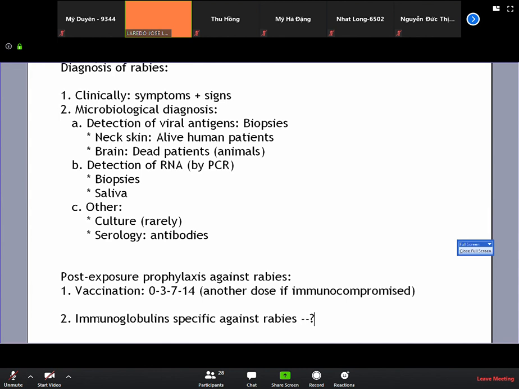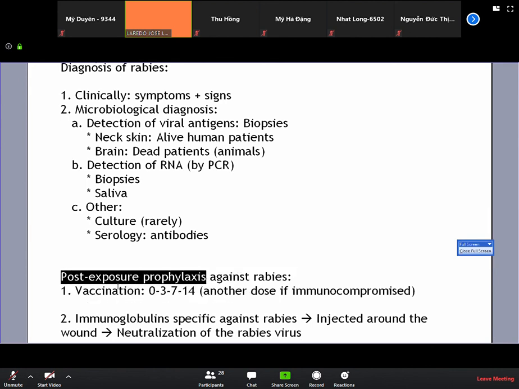And these antibodies, these immunoglobulins, are injected around the wound. The purpose of this is to block, to inhibit, the neutralization of the rabies virus before the virus enters the nerves. So post-exposure prophylaxis is vaccination, but also immunoglobulins.